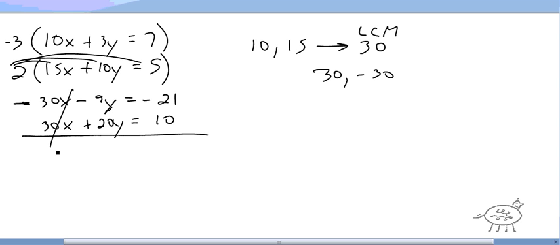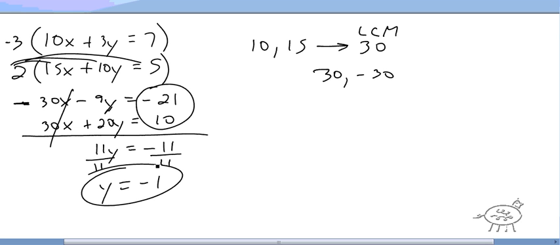Okay, the x's cancel, and we get 11y is equal to negative 11. And again, do not mess up with your adding and subtracting. If you have to use a calculator to check it, do it, but don't make a mistake. So negative 21 plus 10 is negative 11. So we divide both sides by 11, and we get y is equal to negative 1.